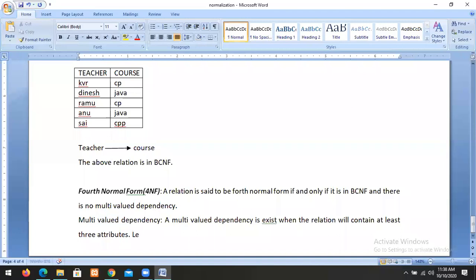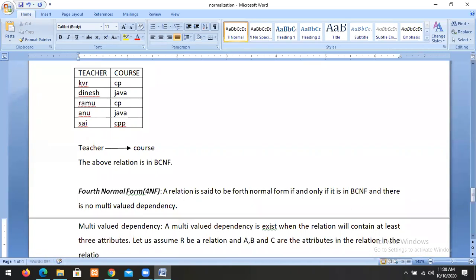Let us assume R is a relation and A, B, and C are the attributes in the relation R. For each value of A, there is a set of values of B and a set of values of C.